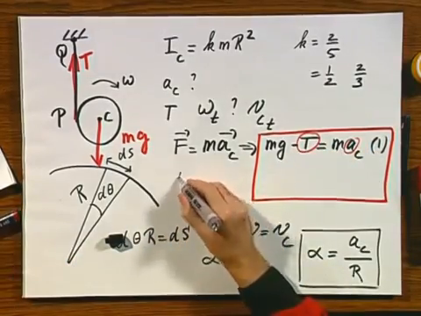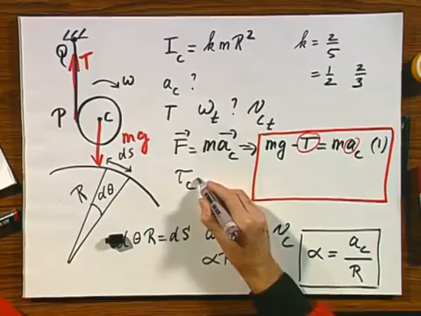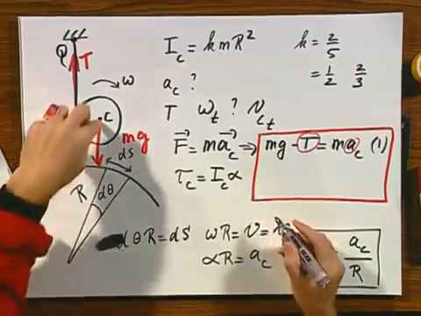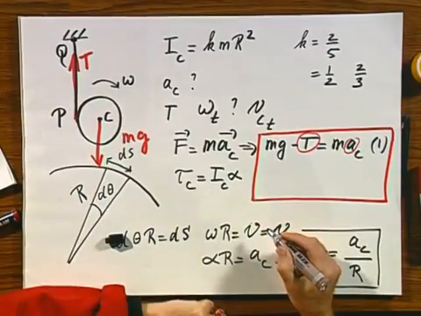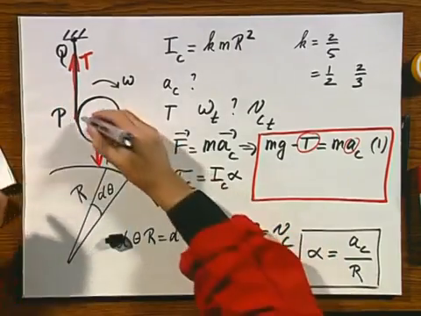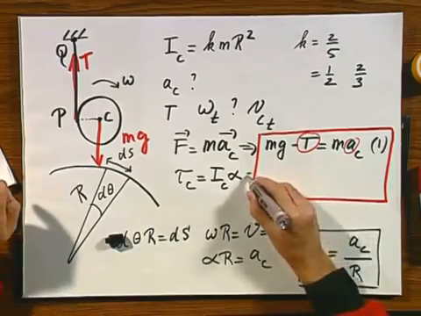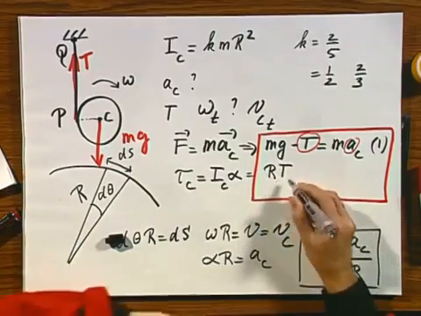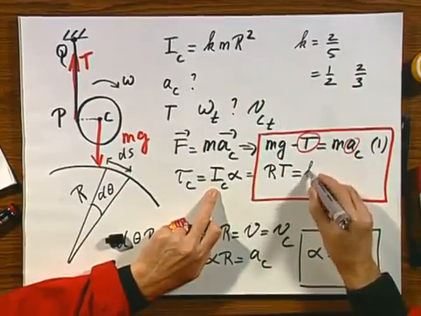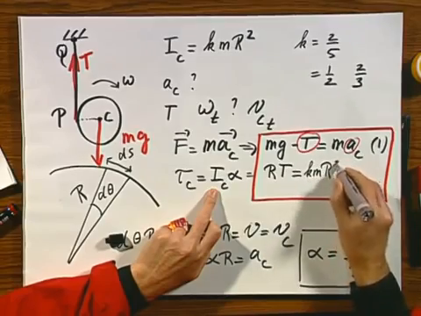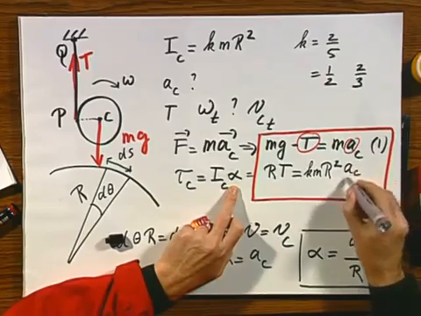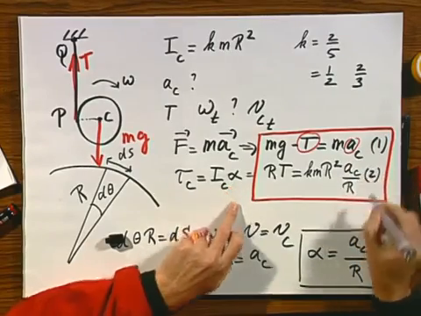But now we get that the torque relative to point C equals I relative to point C times alpha. That's the moment of inertia through this axle. The torque relative to point C is T times this perpendicular distance r, so I can write down this is r times T. And that is also I_C, which we know is kmr squared, but let me write down kmr squared times alpha, but alpha is a_C divided by r. And this is my second equation.